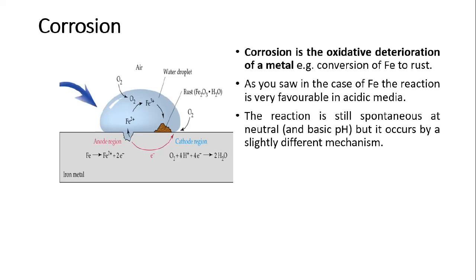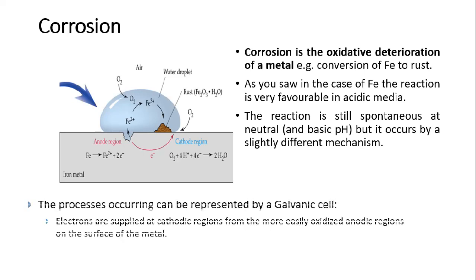Yeah, it's a better looking version, I guess. It's colorful. You should note that this reaction can occur spontaneously, even under neutral or basic conditions. Okay, but of course, we have a slightly different mechanism, but the outcome will be the same. And as I explained earlier, electrons are supplied at the cathodic region, right? Yes. And of course, the anodic region is where we have oxidation.